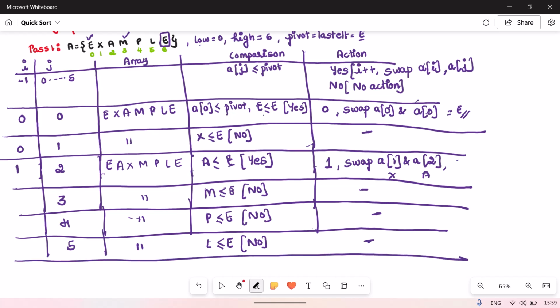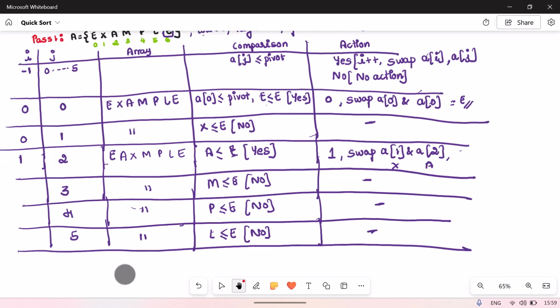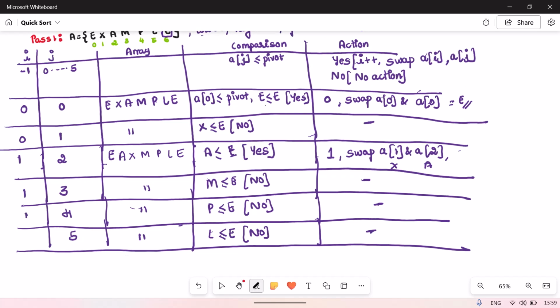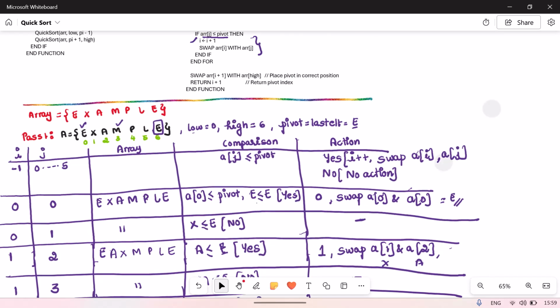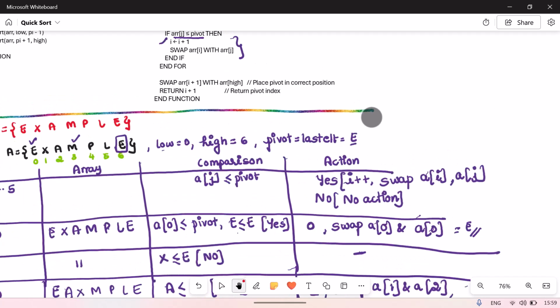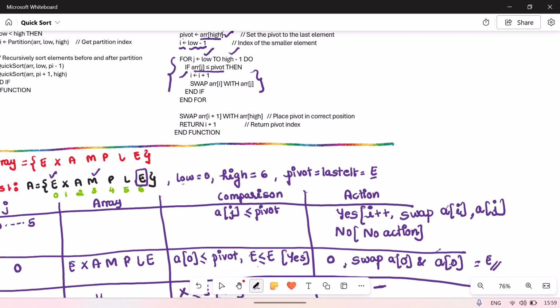See, you have to do from j equal to 0 to 5. So you have finished j equal to 0 to 5. I is still 1 only. Now, after you're done with that, your algorithm says something. Once you're done for all the values of j, you have to do this last step.